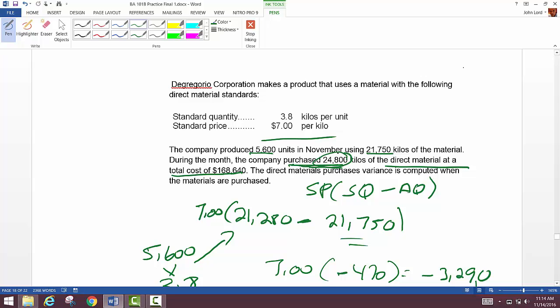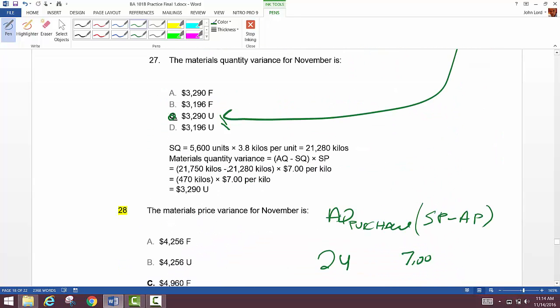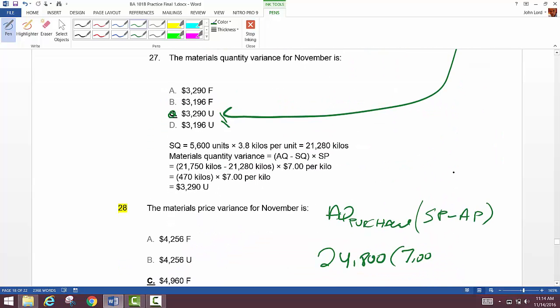I'm going to take that 24,800 and divide it into the 168,640, right? Okay, so 168,640 divided by 24,800 gives me an actual price of 680, you say?